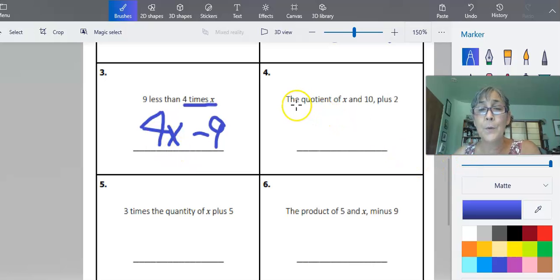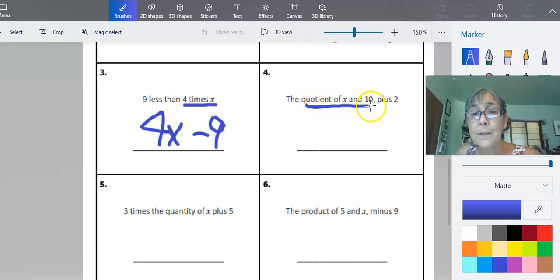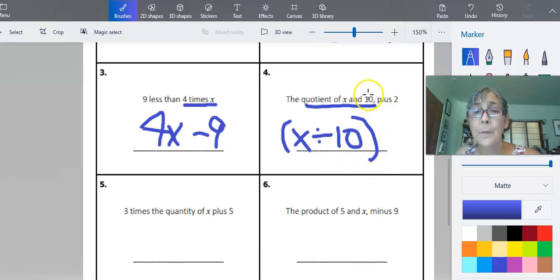All right, here's one with one of those "of" signs that tells us we should probably put parentheses around it. The quotient of x and 10. Quotient means divide. So I'm going to put that in parentheses first because of that "of". x divided by 10. That means I'm going to do that first. Plus 2. Plus 2 is going on the outside there. The parentheses tell me I have to do that first before I go on.